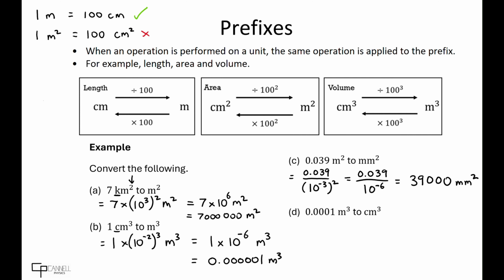Now part D. Again, just take note that we're going to centimeters. We're trying to introduce the centimeter prefix, so we're going to divide instead of multiply. And it's being cubed. So this will be 0.0001 divided by 10 to the negative 2, being the factor for centi, and we cube it. And simplifying, 0.001 over 10 to the negative 6, and this will equal 100 cubic centimeters.